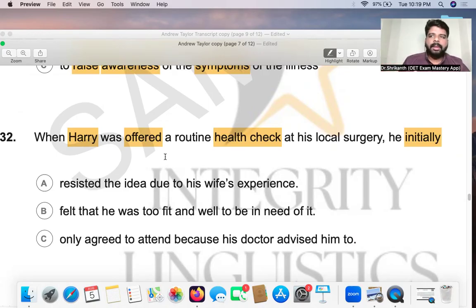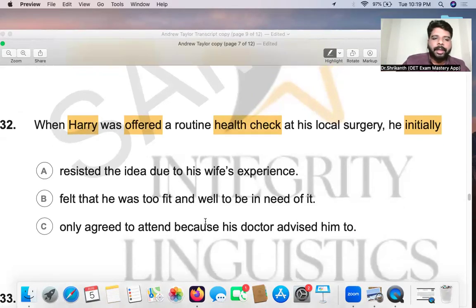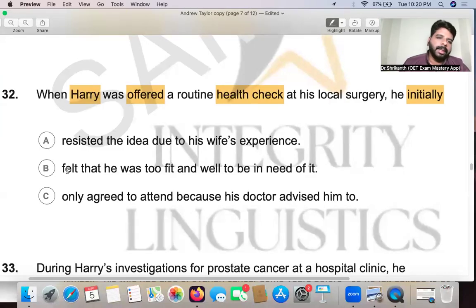So as soon as he got the offer, what did he do? Initially means what? Starting, the beginning. So in the beginning, as soon as he got the offer, what did he do in the very first stage? Answer option A, B, or C. So let's do the keyword analysis by reading answer option A.